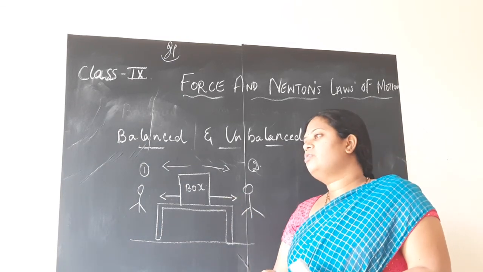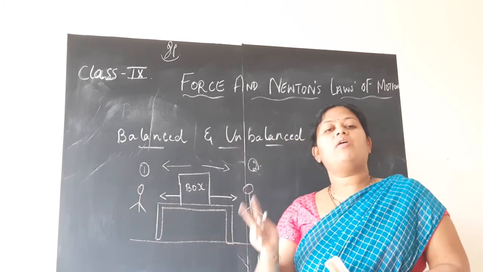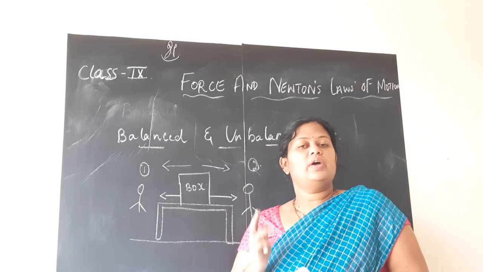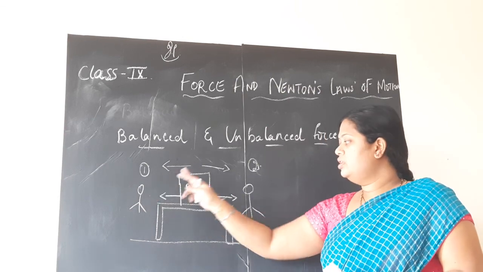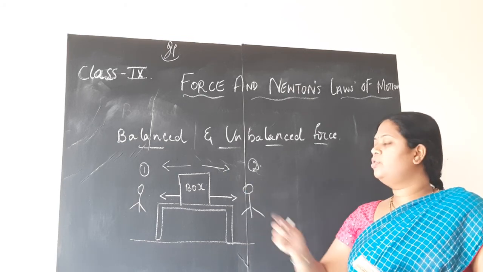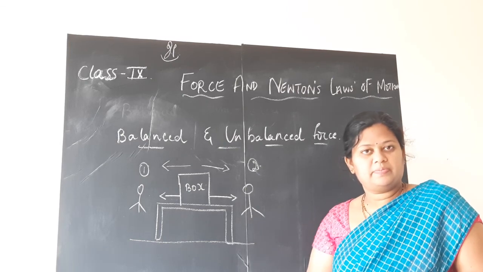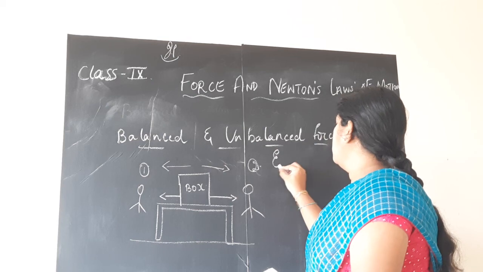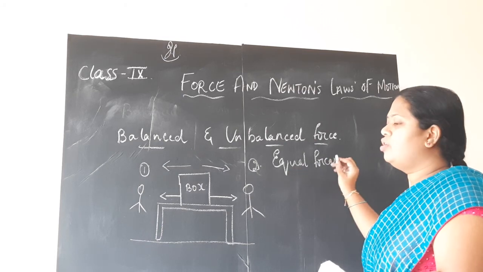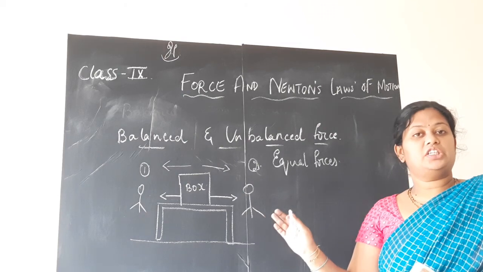But here, let us concentrate on case 1 only. That is, when both person 1 and person 2 are applying equal amounts of force from either side of the box. When both persons are applying equal force on the thread and trying to pull, the box will remain stationary. It does not move. So when we say equal forces, children, when two persons are applying equal amounts of force from both sides, the body will remain in the state of rest, or stationary.